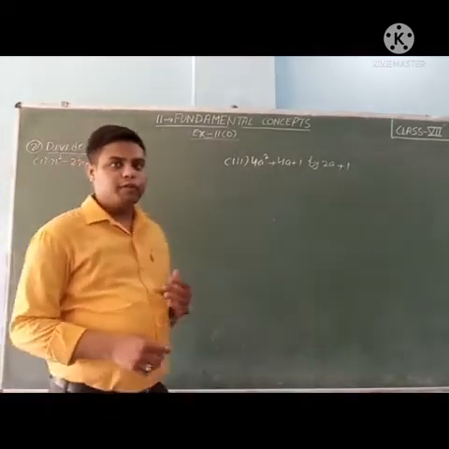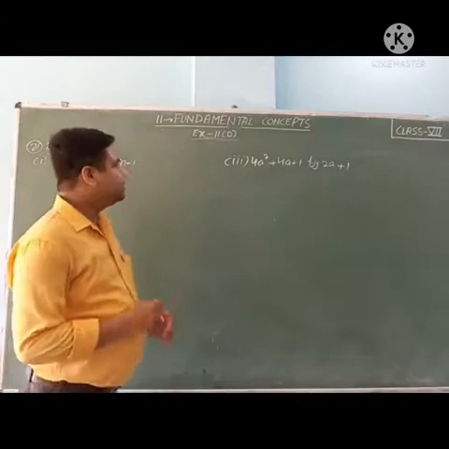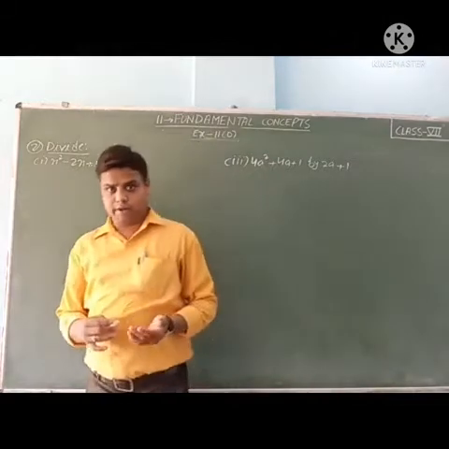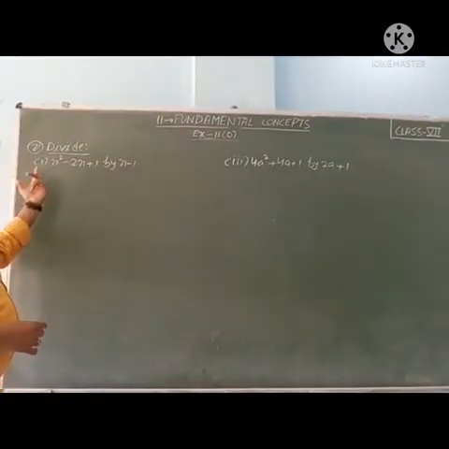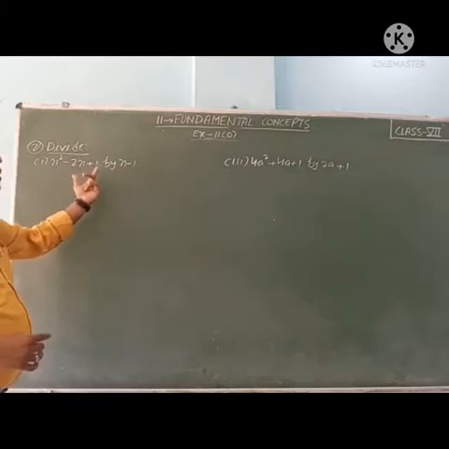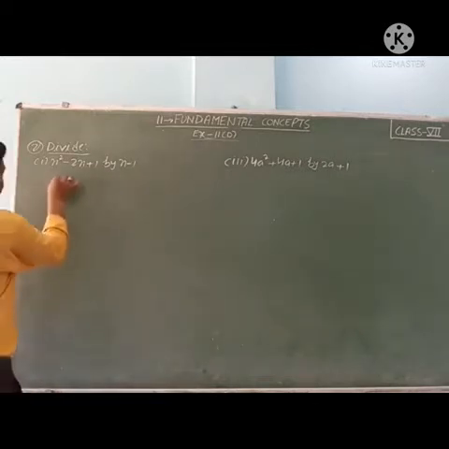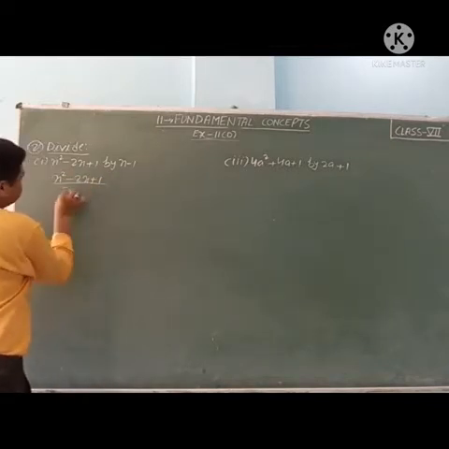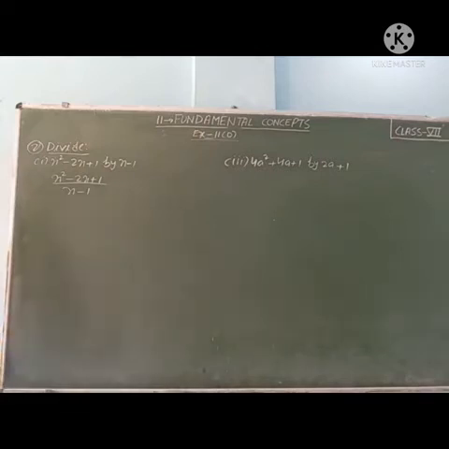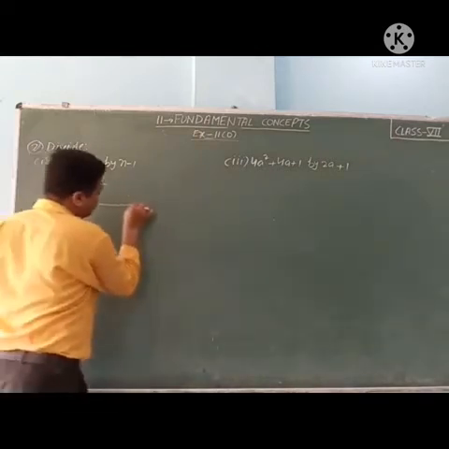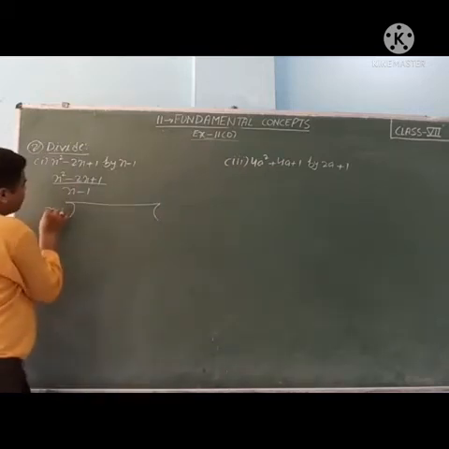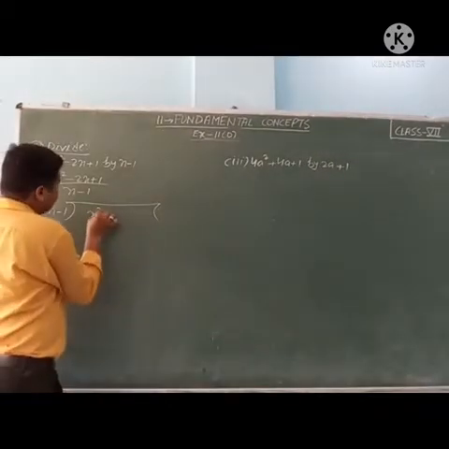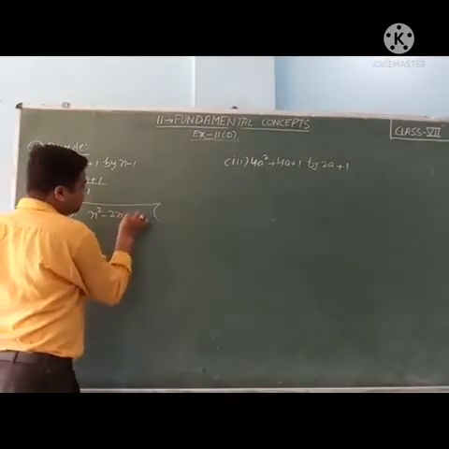Second sum, that is also divided. But in this type of sum, we will divide multinomial by multinomial. So see how we can divide. First part is n square minus 2n plus 1 by n minus 1. So first we will write n square minus 2n plus 1 upon n minus 1. So we will divide this in this way. Here we will write the divisor, that is n minus 1. Here the dividend, n square minus 2n plus 1.